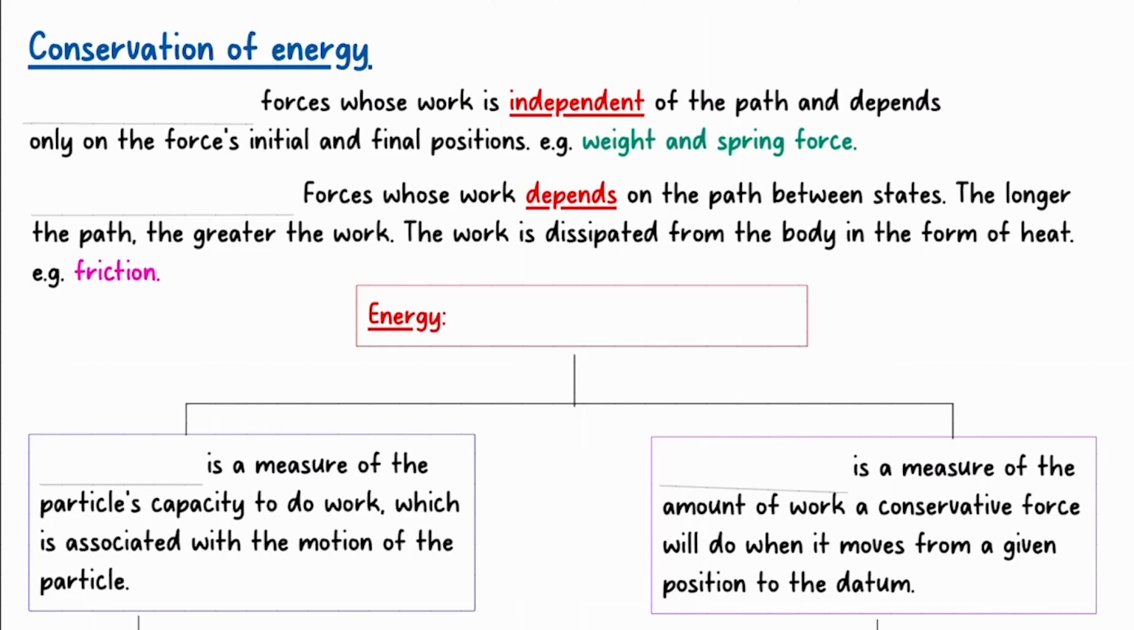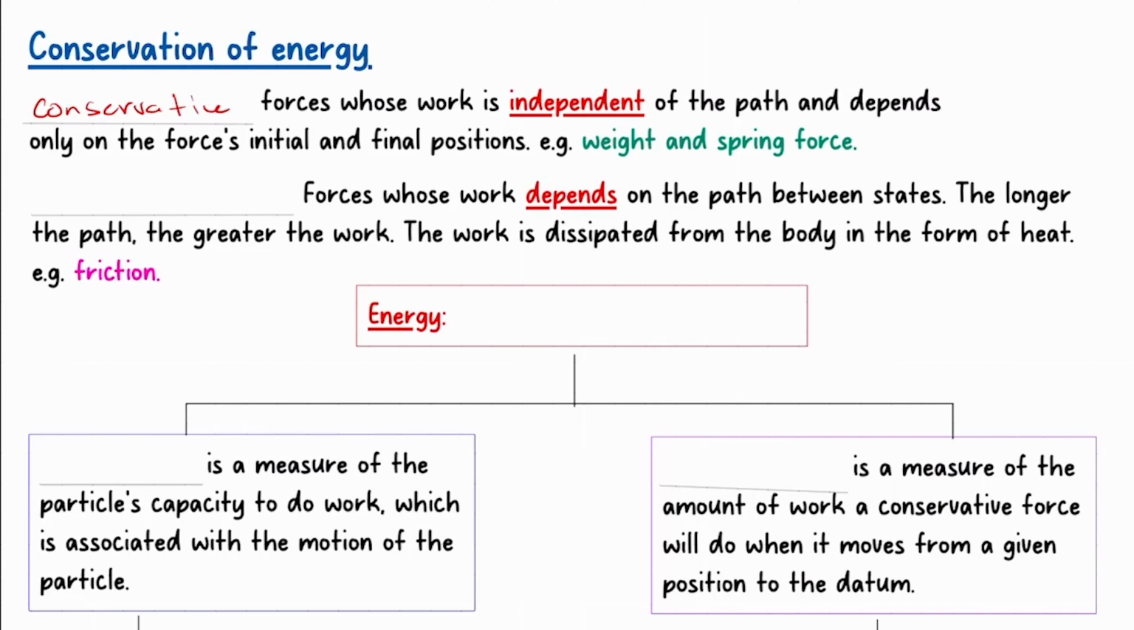In this case, for the conservation of energy, we are solving problems where the energy in the system stays constant. The only thing that changes is in which way you find it, whether in kinetic energy or in potential energy. So here we have a couple of definitions. Conservative forces are those forces whose work is independent of the path and depends only on the force's initial and final positions, such as the weight and the spring force.